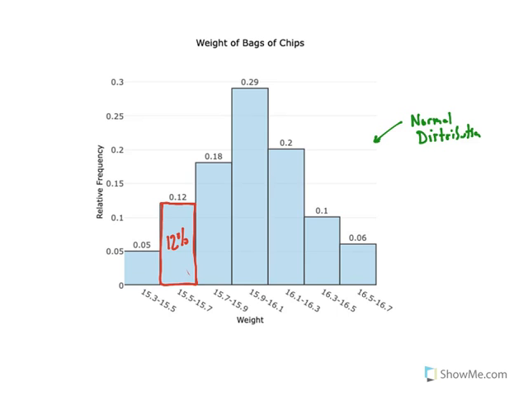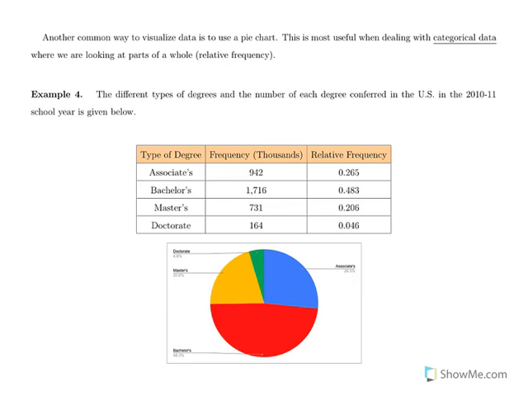So looking at one other way to visualize data, we can think about a pie chart. And this is going to be very useful in dealing with categorical data, where we're looking at parts of a whole. That's the idea of relative frequency. So the difference here between what we did before is before we didn't really have categorical data, we had quantitative data. Our groups were associated with numbers. Now our groups are going to be associated with some kind of category.